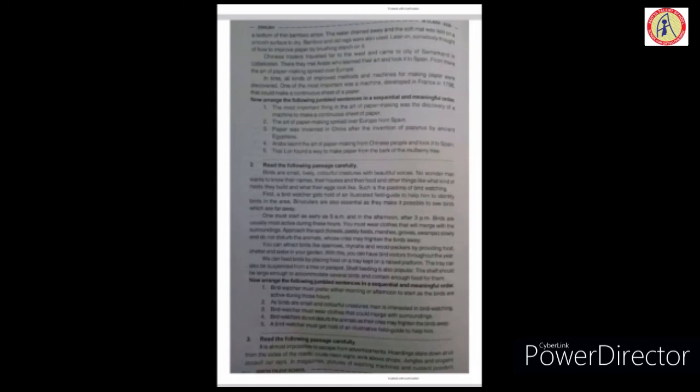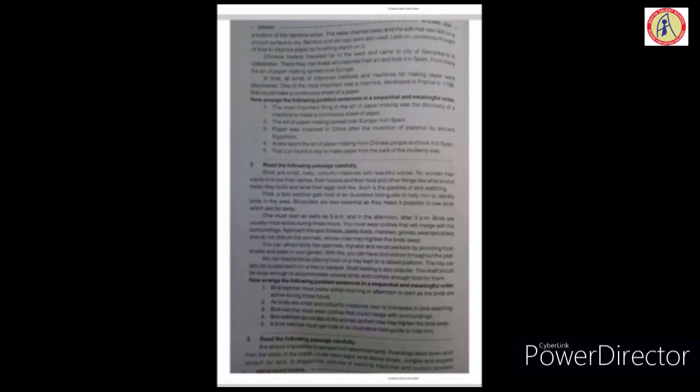Chinese traders traveled far to the west and came to the city of Samarkand in Uzbekistan. They met Arabs who learned their art and took it to Spain. From there, the art of paper making spread over Europe. In time, all kinds of improved methods and machines for making paper were discovered. One of the most important was a machine developed in France in 1798 that could make a continuous sheet of paper. Now, after reading this passage, we should arrange the following jumbled sentences in a sequential and meaningful order.